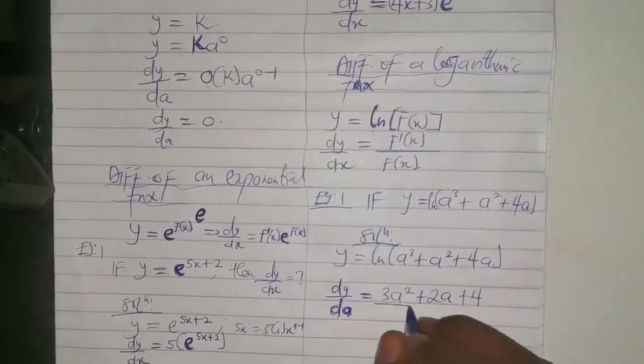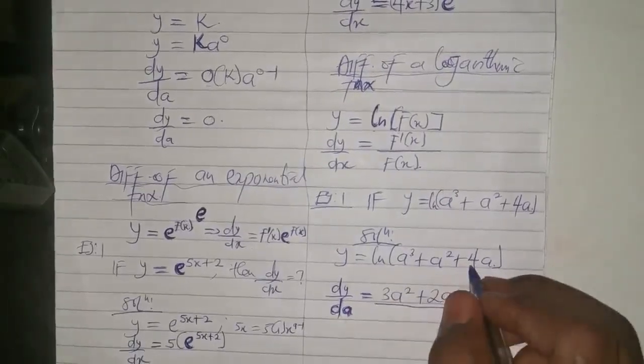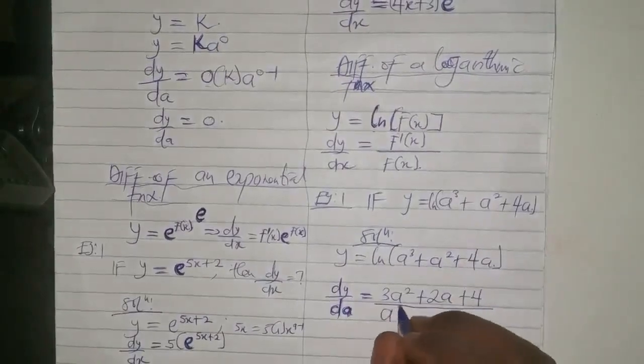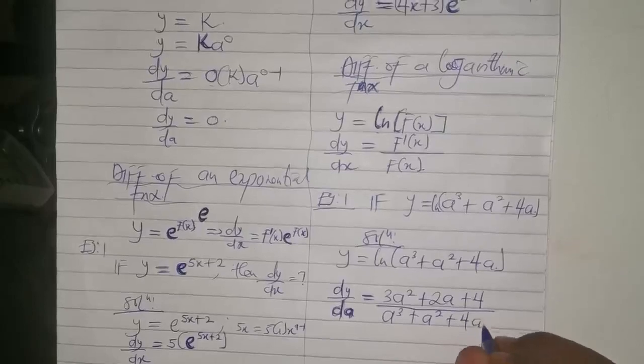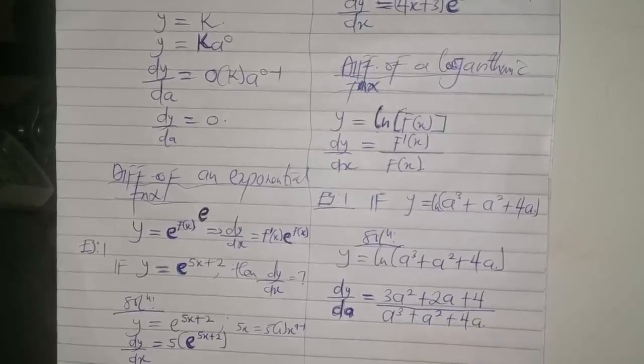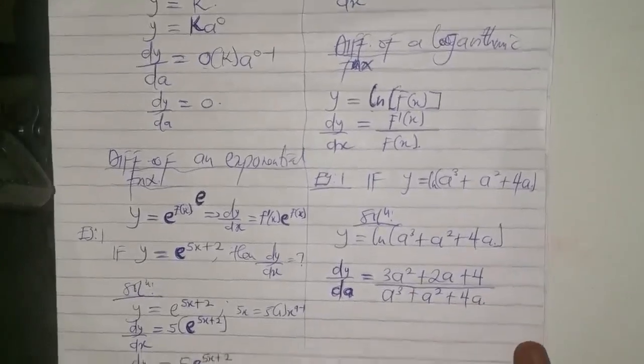Then I'll divide by the original function, which is a cube plus a square plus 4a. So that's how differentiation of a logarithm works. I hope that is clear. Let's take another example.